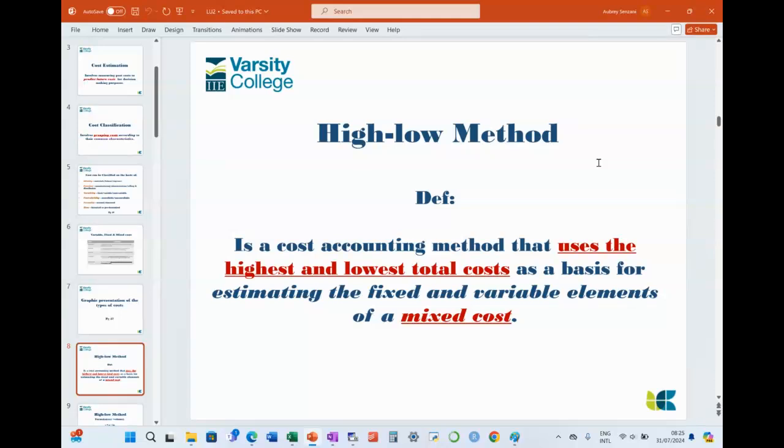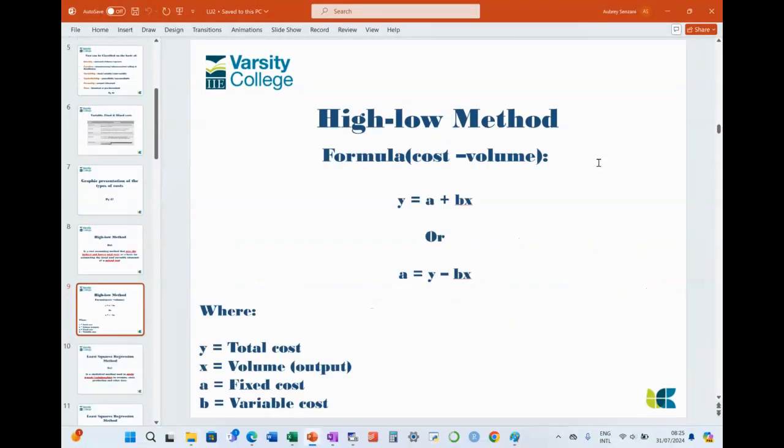So at another level, they'll give you the total cost as well. Now you know that there's a fixed portion and a variable portion to this cost, but you don't know what the fixed portion is and what the variable cost portion is. So this high-low method allows us to calculate what is the fixed portion and what is the variable portion.